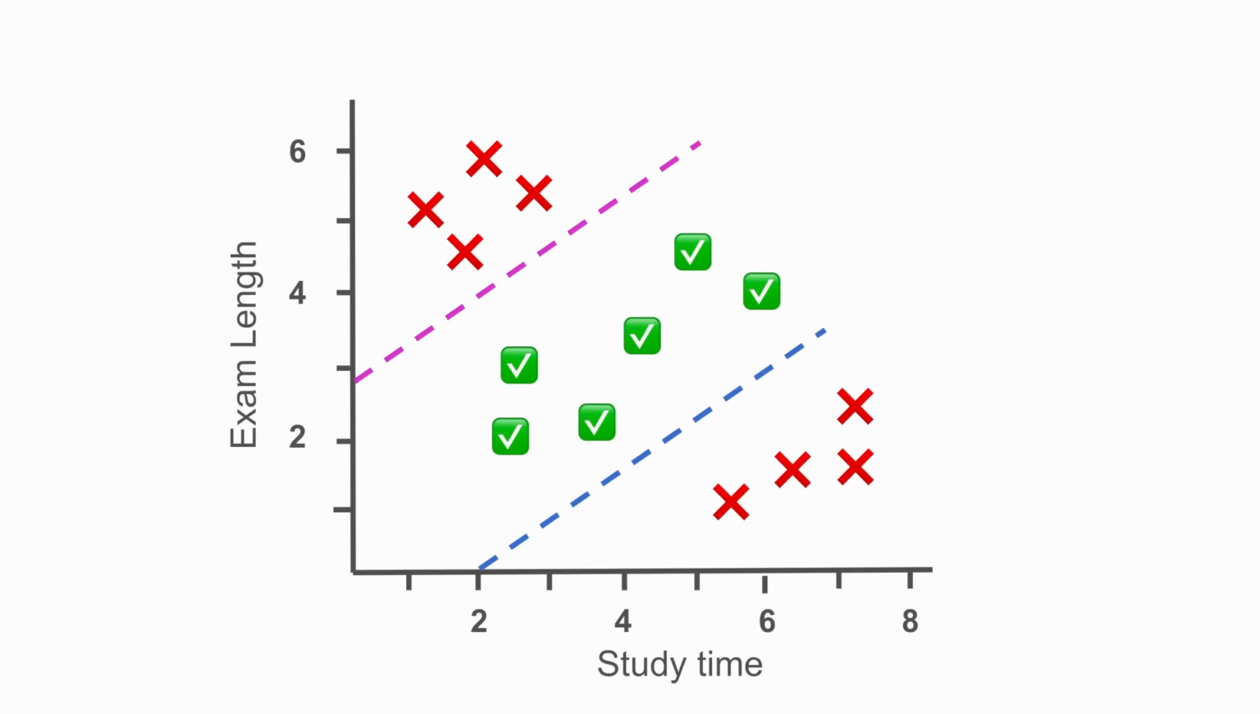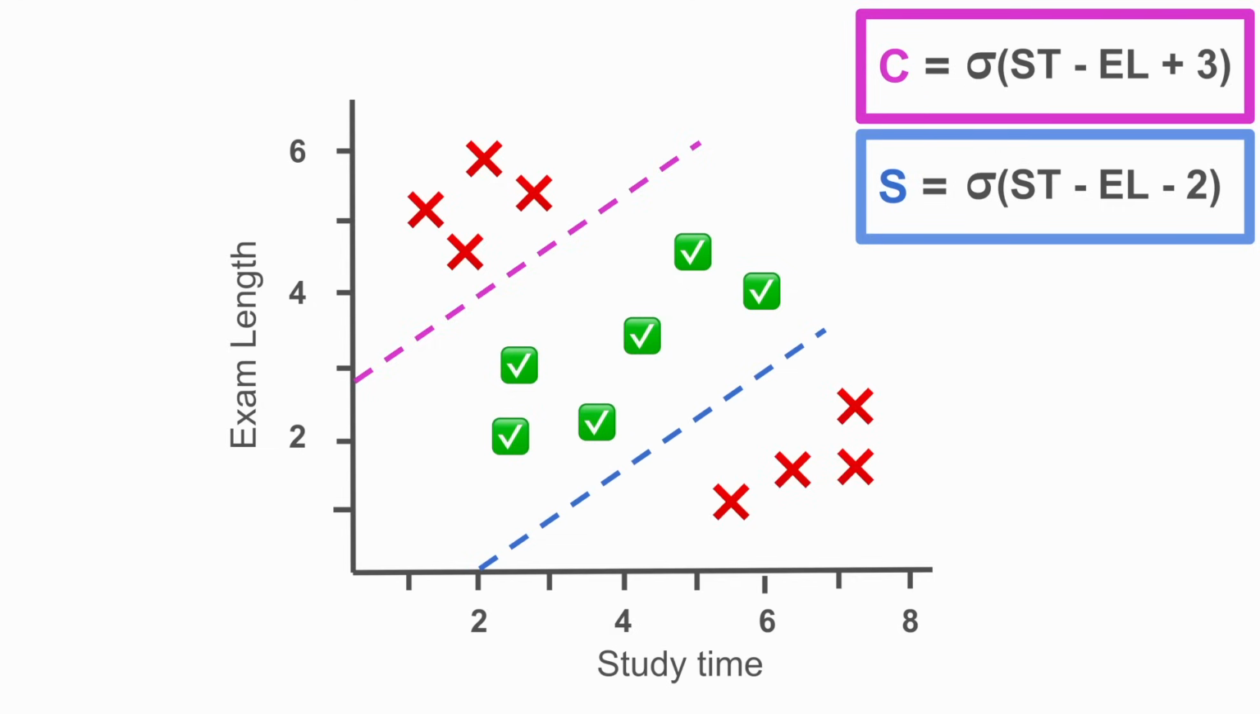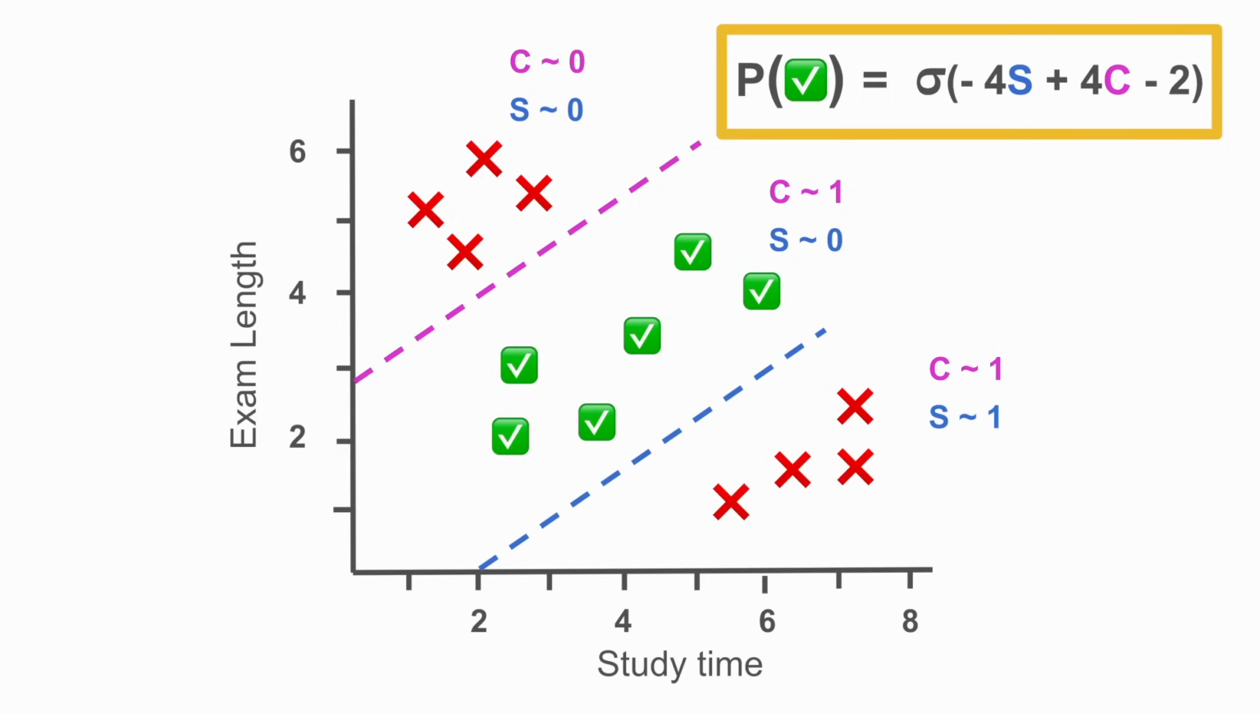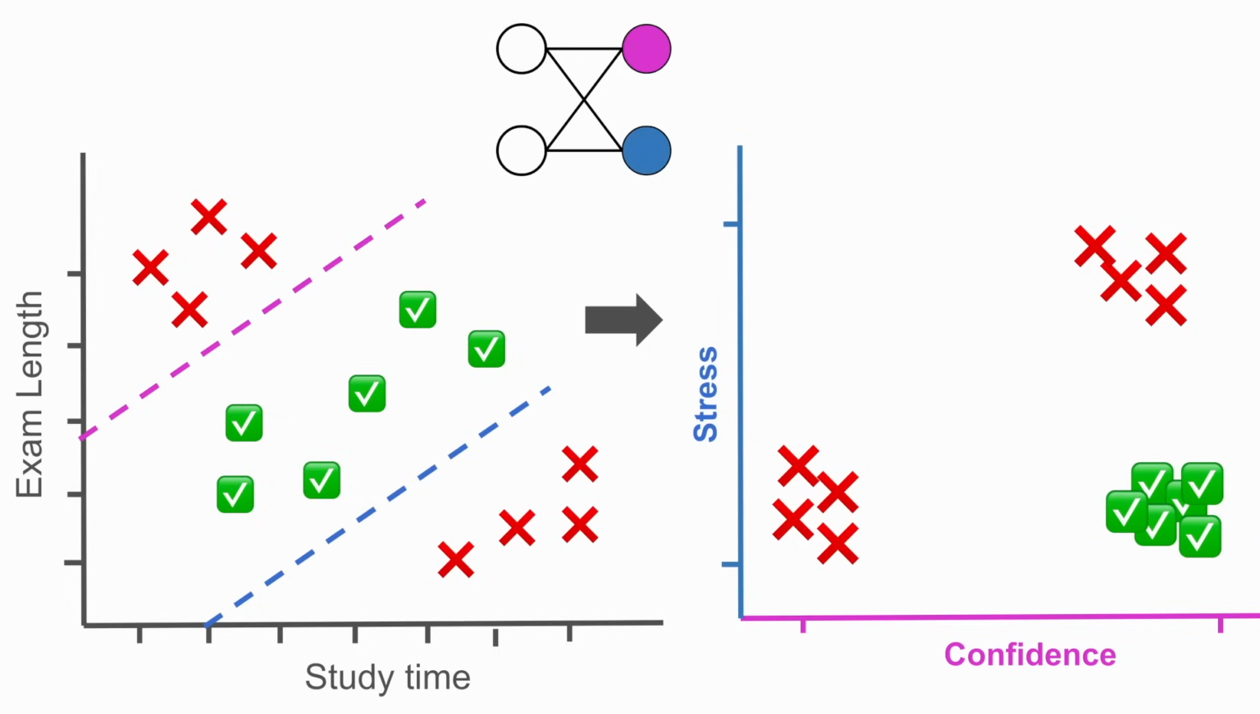Just to confirm it works, let's apply this third model in our original feature space. We first derive the probabilities of confidence and stress from exam length and study time. The following are the approximate values assigned by each model to the various regions of the space. Plugging these probabilities into the equation of the third model, we generate probabilities of passing the exam that align well with the data we have. So from these two intermediary models, we can create a third logistic regression model to solve the overall task.